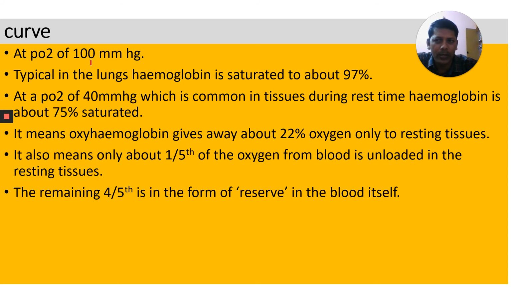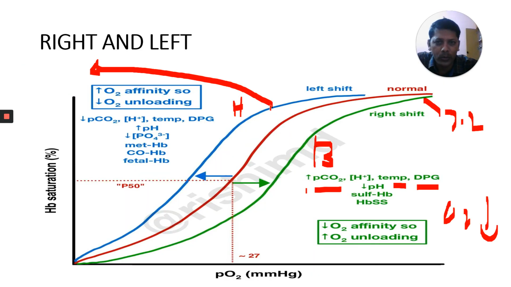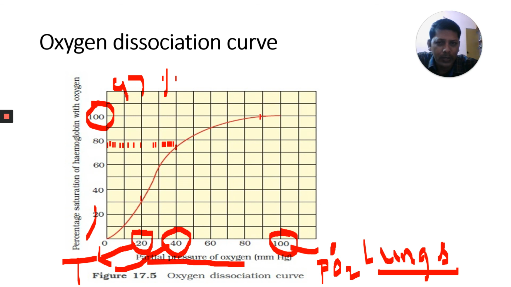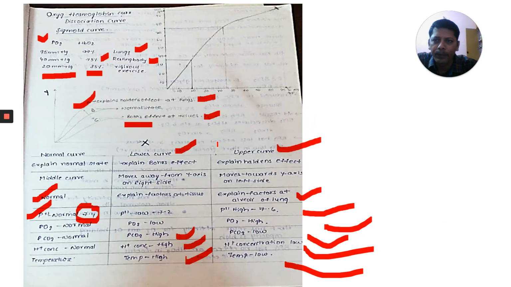For a PO2 of 100 mmHg, which is present in our lungs, hemoglobin is saturated about 97%. I showed you that here, around 97%, around 100, when the partial pressure of oxygen is 100.